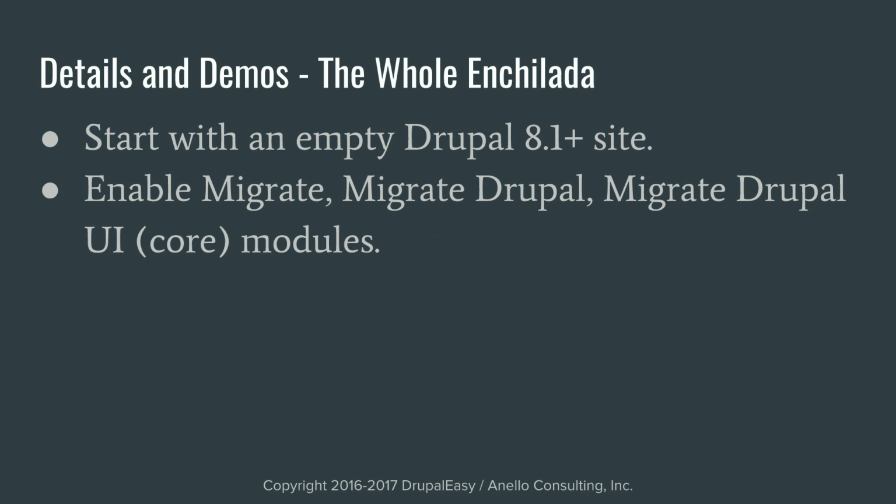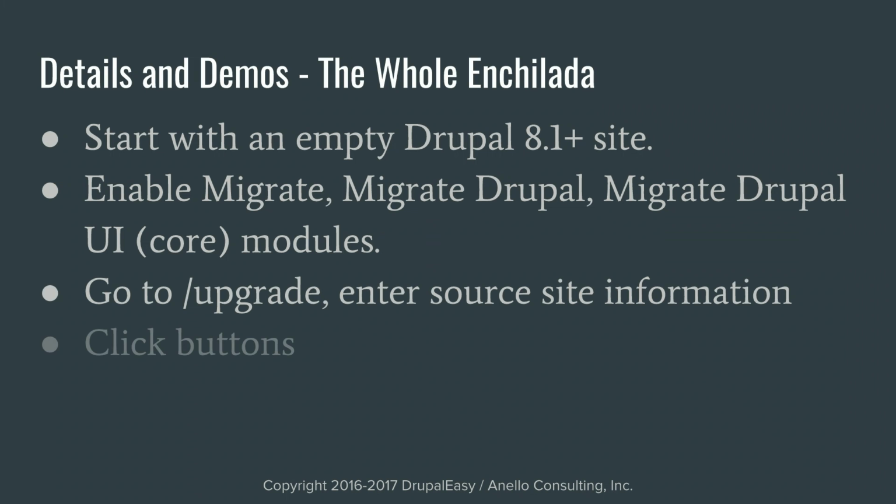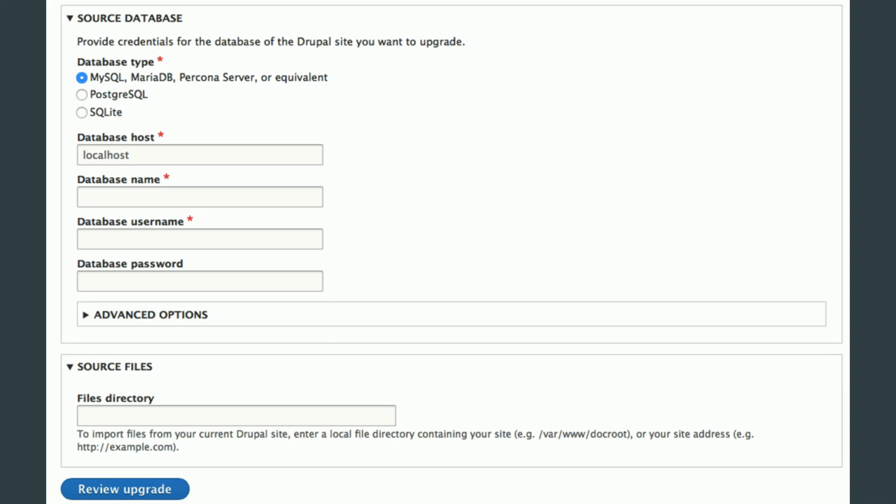So the whole enchilada. It's called the Migrate Drupal UI module. This is the one where you're taking everything all at once, and really it's just core. These modules are all in core. You enable them, and then you go to this page, and literally this is the core upgrade. This is what's in Drupal 8 core. You point to your D6 site, the database. You point to the files directory. You review the upgrade, and that will basically show you all the migrations it can do for you, and all the stuff it can't do for you, which are basically things from contributed modules. And then you hit a button, and you walk away, and it happens.